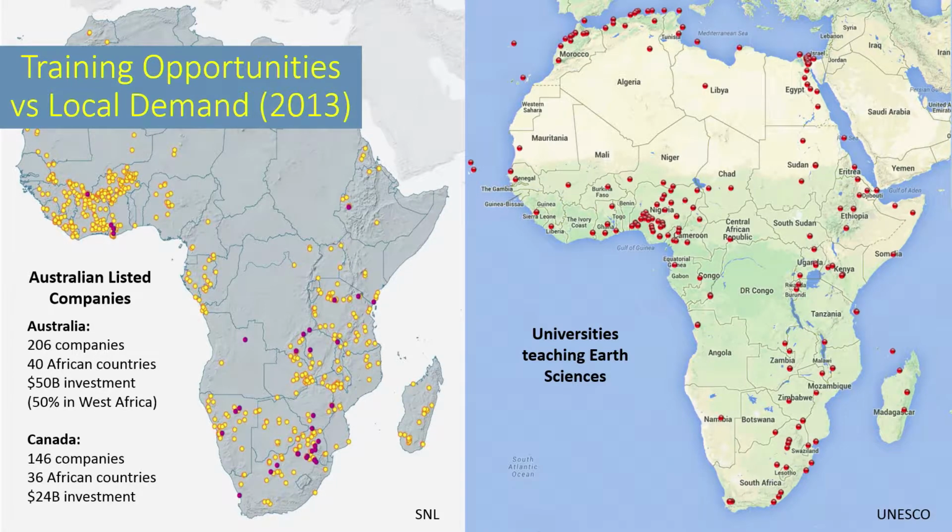And this is slightly old now. This was the peak of exploration in 2013. It shows where Australian companies, the yellow dots, were exploring back at that time, and you can see there's a phenomenal number of permits were taken out at that time. On the right-hand side, you can see the universities that were teaching earth sciences at that time, and it hasn't changed since then. And that's going to become important as we go on. And we can see that in West Africa, there are relatively few earth science institutions available to carry out research.